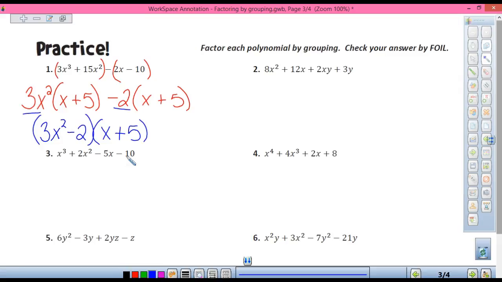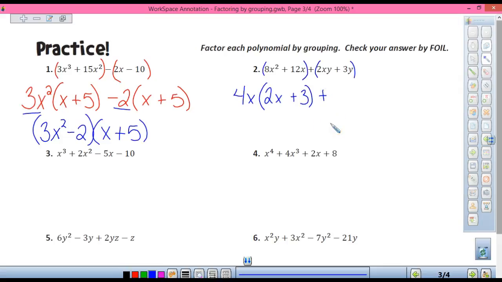Okay, so number two, split it into two parts. First two factors, second two factors. Take out your common factor in the first two. Do it. Trey, what'd you get coming out of the first two? 4x. Okay. If I take out a 4x, what do I have left? 2x plus 3. Okay, bring down your plus sign.